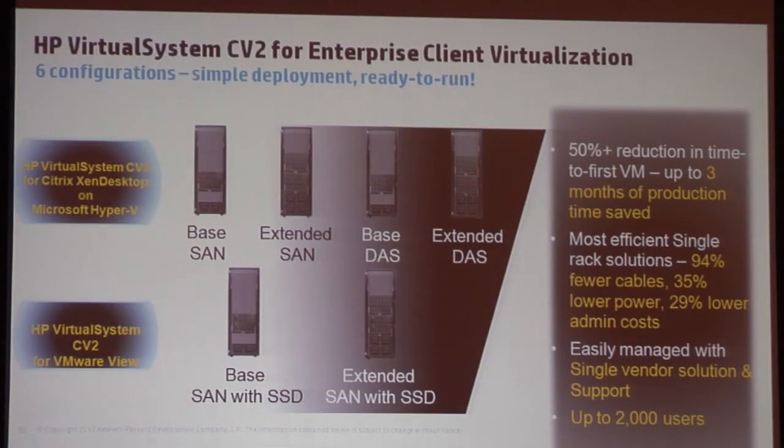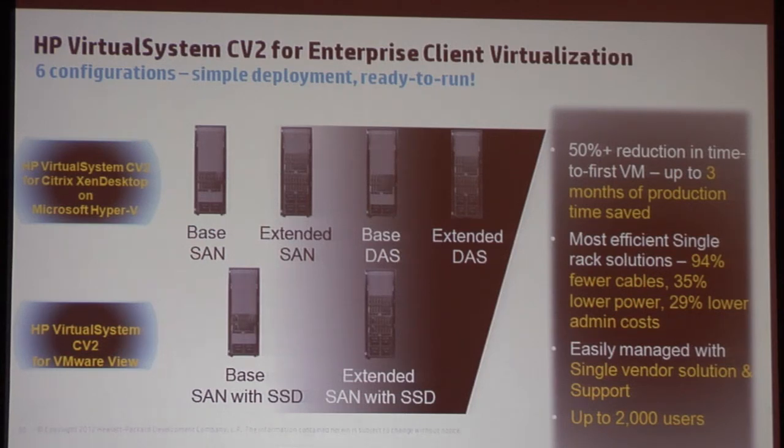So this is almost the last piece. What we've done, I mentioned this earlier, is we've packaged the entire solution up into something that's totally orderable, and we call it CV2. CV2 is you pick your VMware flavor or your View or your Zen desktop, and then we help identify whether it's going to be DAS or SAN, and then we cut it.